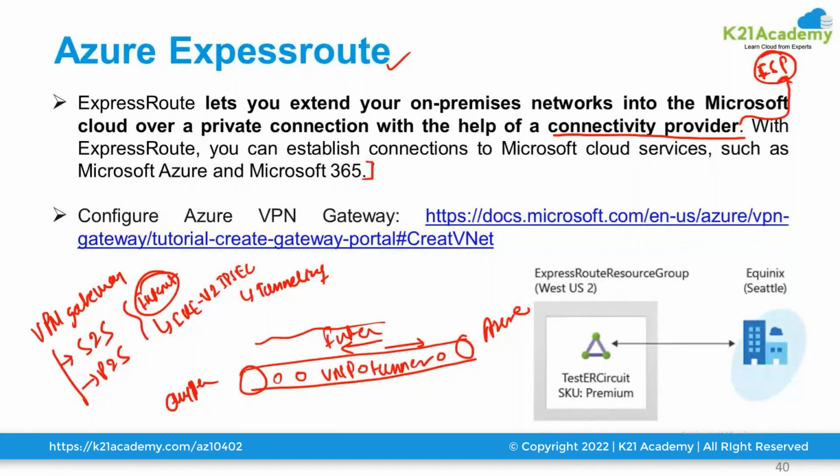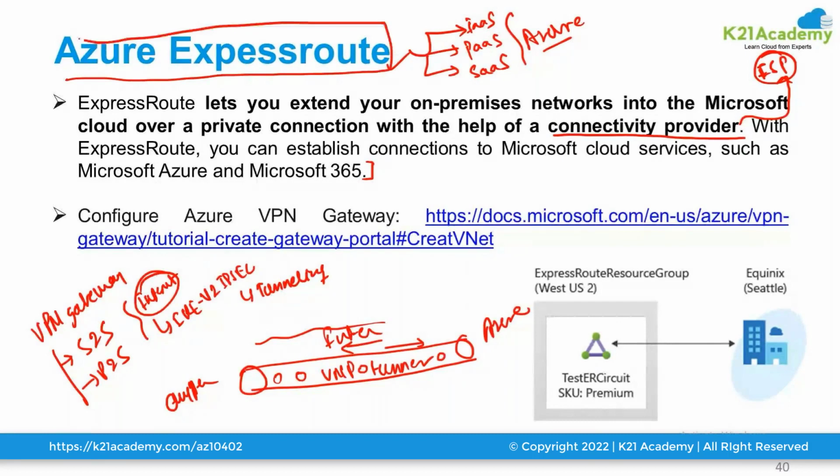When you are using ExpressRoute, you can leverage it for your IaaS infrastructure, your PaaS infrastructure, and your SaaS infrastructure that is running on Azure. All the data traffic will flow over your Azure ExpressRoute. But in case of VPN gateway, only infrastructure as a service data will flow from your on-premises to Azure.